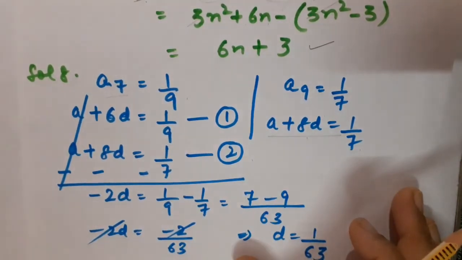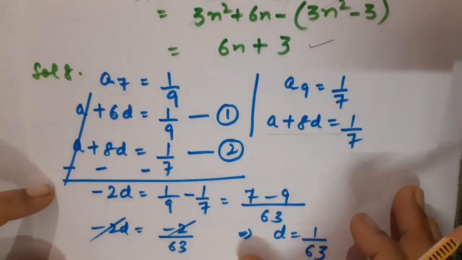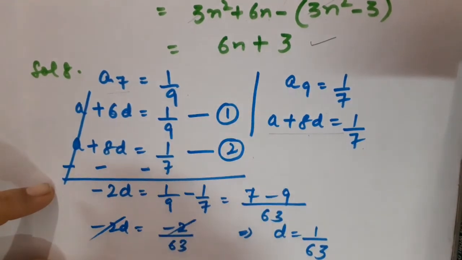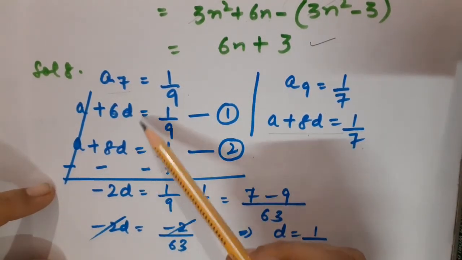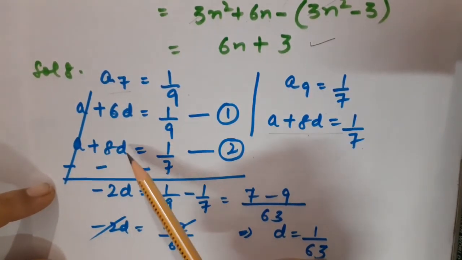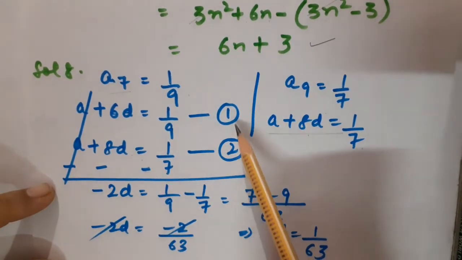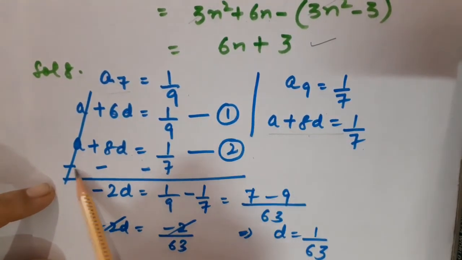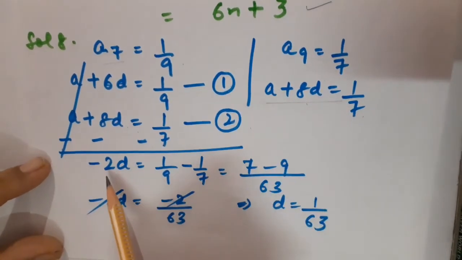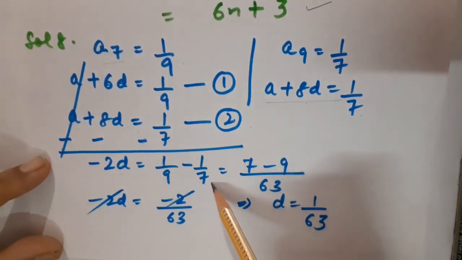Children, as I have to calculate the value of the 63rd term, it will be A plus 62D. Correct? So I want A as well as D. And here you can see that I have got a pair of linear equations in two variables, A and D. Correct? So I am going to subtract equation number 2 from equation number 1. The sign will be changed, so A and A are going to be cancelled. I have got minus 2D is equal to 1 by 9 minus 1 by 7.